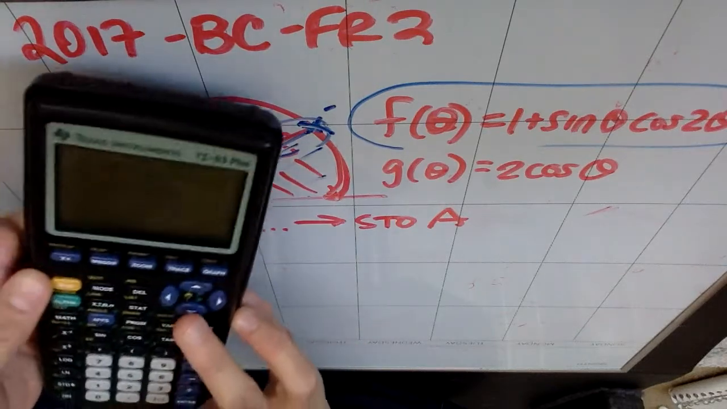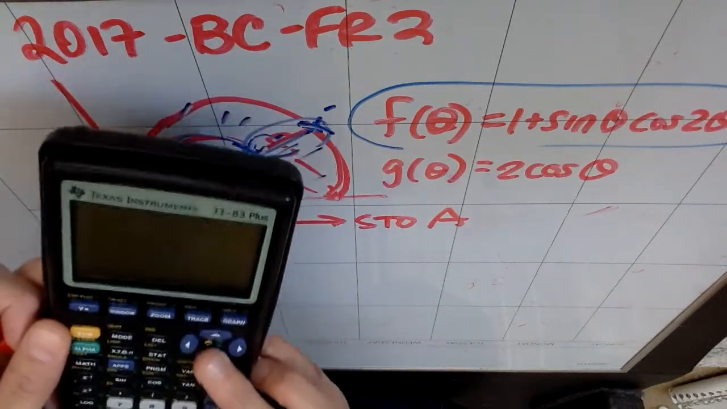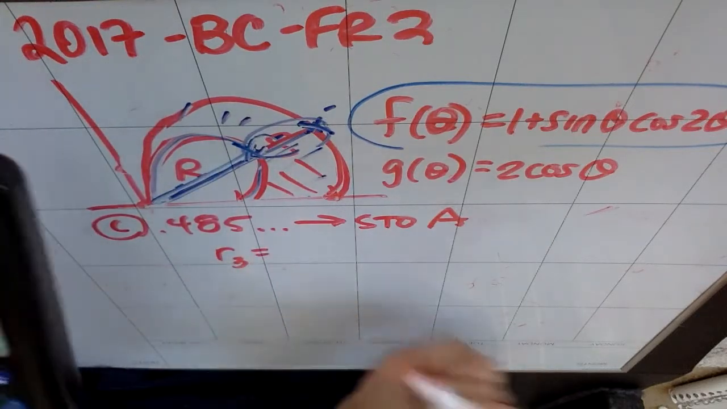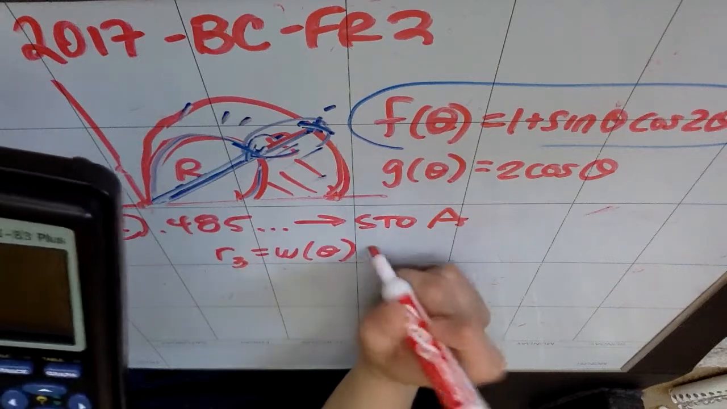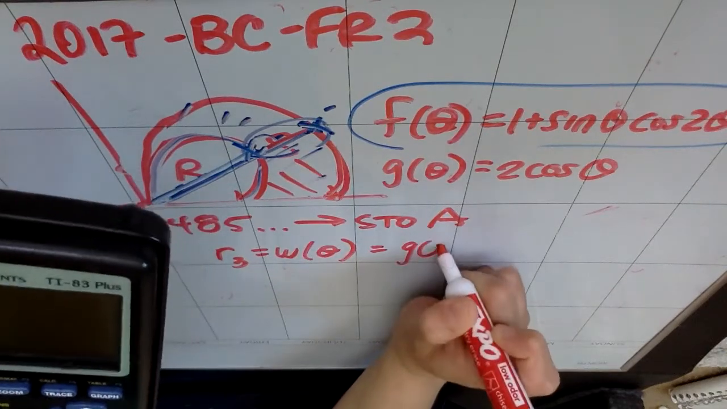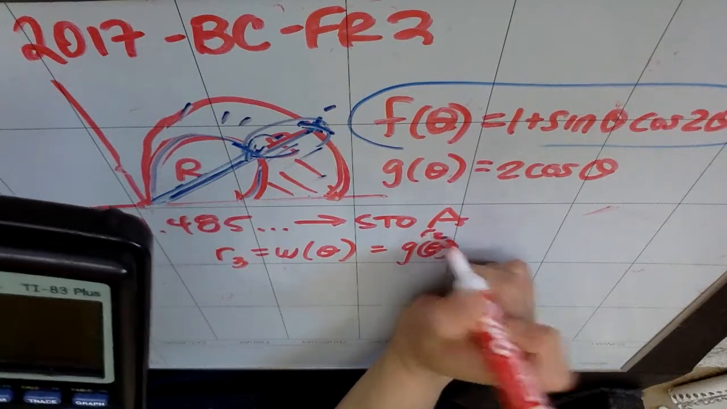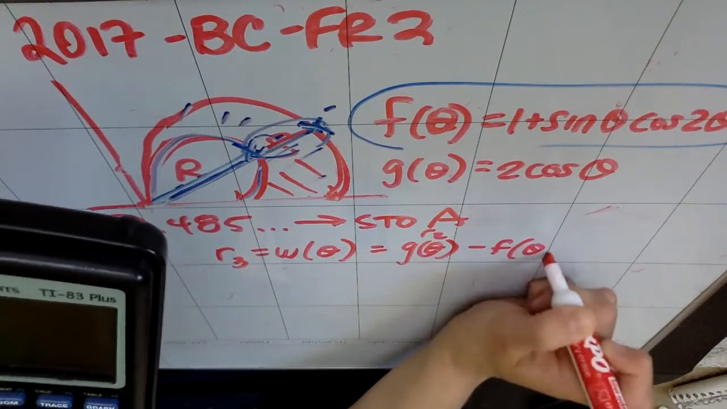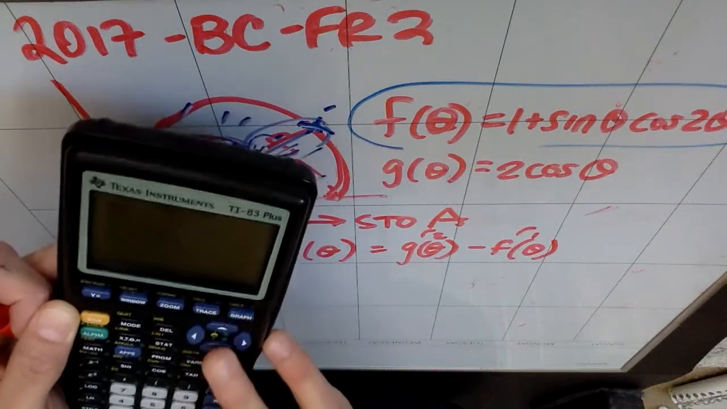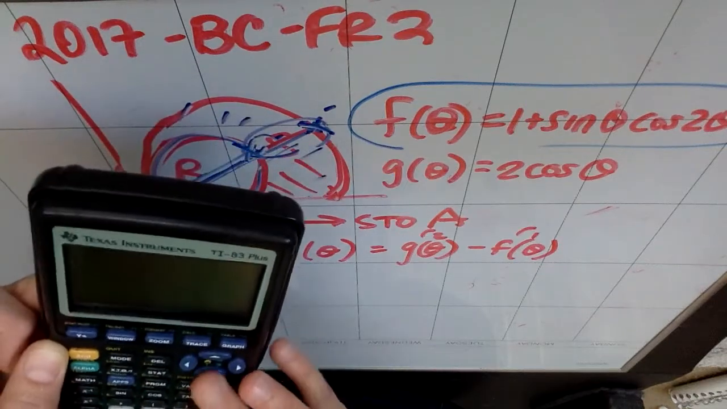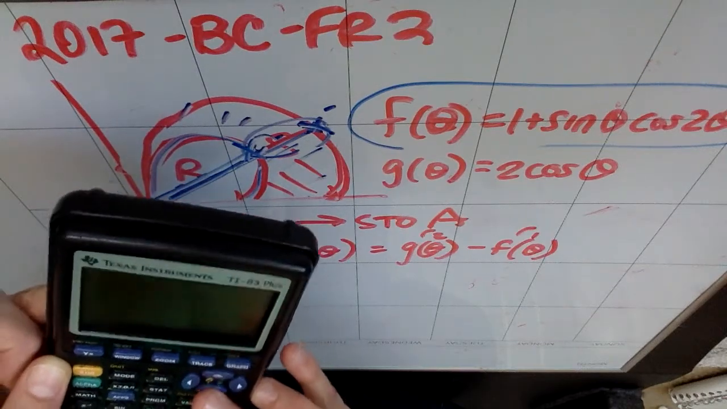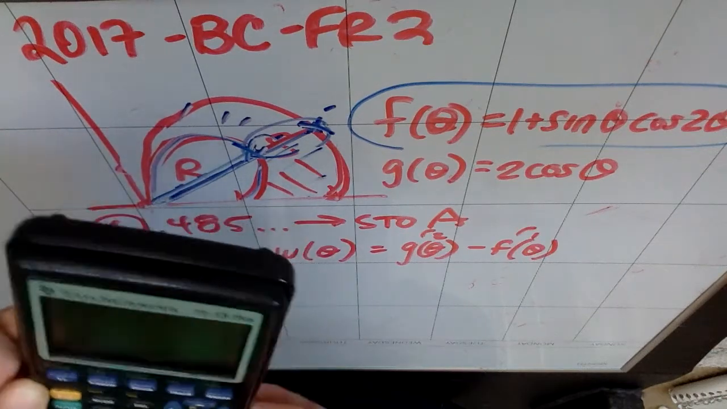essentially, I'm going to go back to my R1 and R2, right? What I want to do is make R3 in my calculator equal to my W of theta, and in order to do that, I'm going to have to do my g of theta, which was R2, minus f of theta, which was R1, right? So what I'm going to do is go to vars, go over to polar, pick R2, minus, vars, over to polar, R1, right?